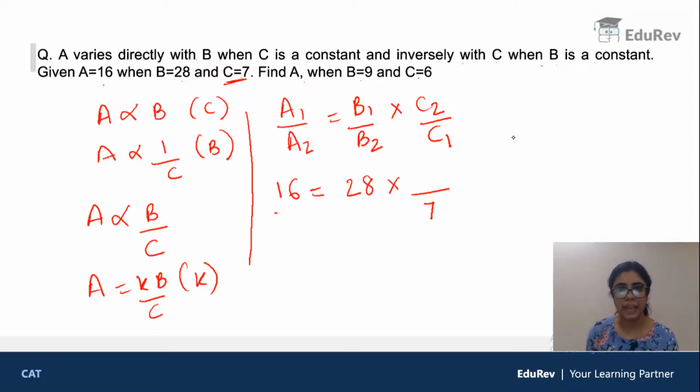Now find A when B is 9. So B2 is 9 and C2 is 6. So C2 will come here. So this is how we are supposed to solve.